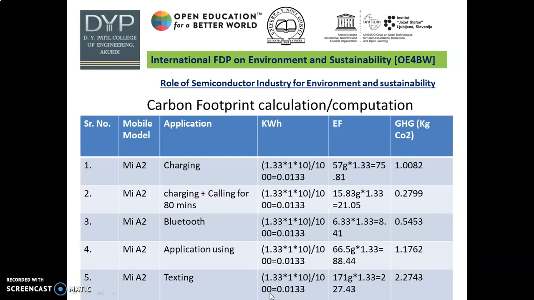By considering this carbon footprint calculation for the various applications, you can observe that charging will produce a greenhouse gas emission of 1.0082 for 1.33 hours, that is for 80 minutes. Similarly, charging plus calling for 80 minutes will produce 0.2799. For Bluetooth it is 0.5453, while application use is 1.1762, meaning the phone is being used with some graphical content, and during texting it is 2.2743. So this is the carbon calculation, or the carbon footprint.